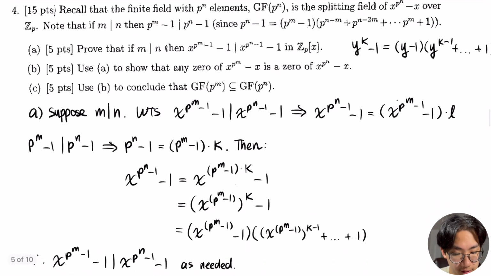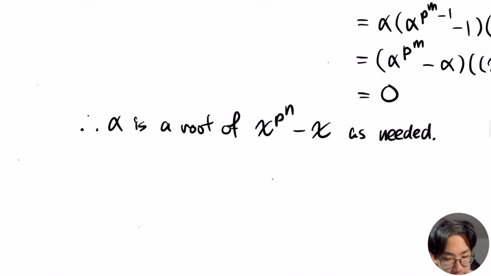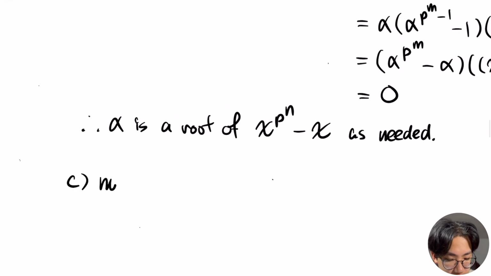Okay, on to part C. So in part C, we want to make use of part B to conclude that the Galois field with p to the m elements is a subset of the Galois field with p to the n elements. So first, let me make a quick note over here.